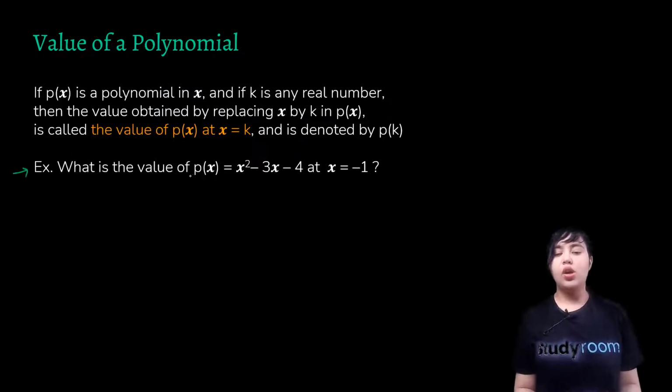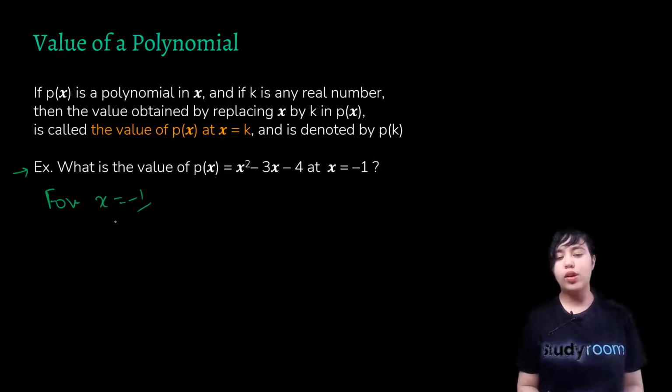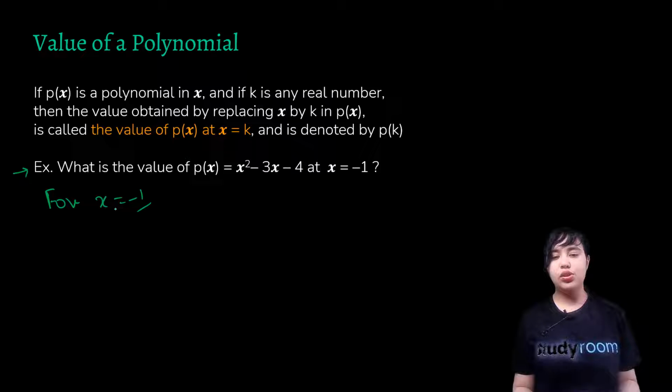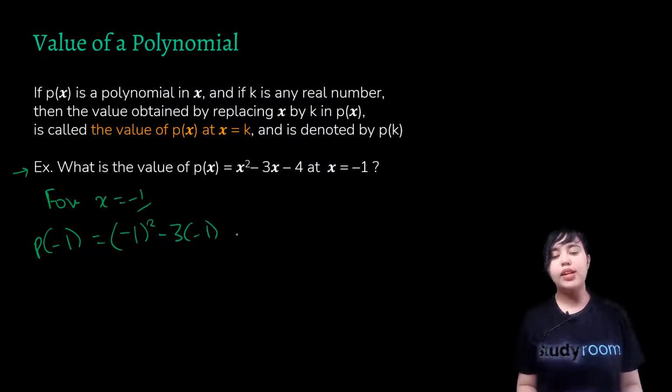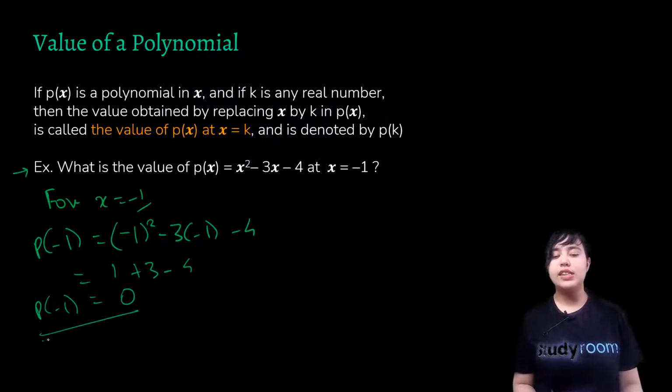So look at this question. What is the value of p of x equal to x square minus 3x minus 4 at x equal to minus 1? So what you do here is you say for x equal to minus 1. Now what you need to do is you just substitute it. So LHS would become p of minus 1. Instead of x, you just substitute minus 1 over here. And here you substitute minus 1 in the RHS. So it becomes minus 1 whole square minus 3 into minus 1 minus 4. Let's open this. Minus 1 whole square is 1. Minus 3 into minus 1 is plus 3, and this is minus 4. So 4 minus 4 is 0. So here we get p of minus 1 as 0.